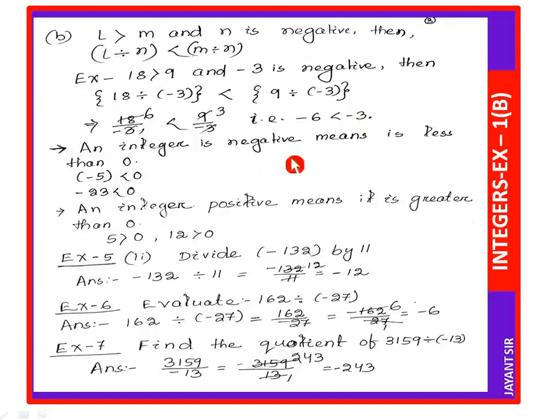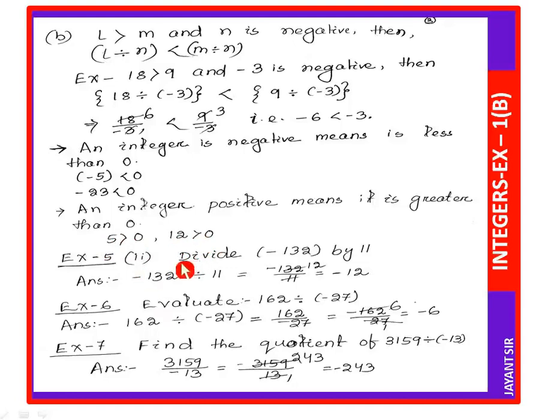Any negative integer is always less than 0. That means minus 5 is less than 0, minus 23 is less than 0. Any positive integer is greater than 0. That means 5 is greater than 0 and 12 is greater than 0. 5 and 12 both are positive. Positive means greater than 0 and negative means less than 0.